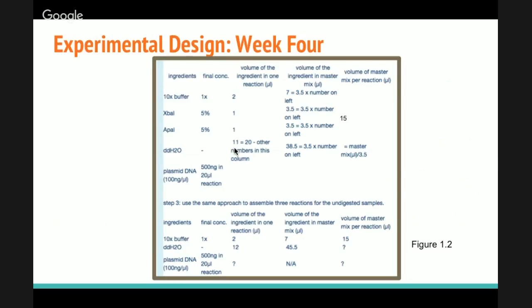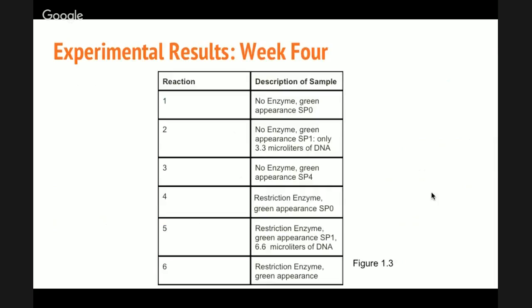This is our experimental design for week 4, which started our process of PCR and gel electrophoresis. These are the dilution numbers that we need to dilute to a 20 microliter reaction, based off the chart that we just saw with the plasmid DNA concentrations. This would be for the samples with enzyme, and this would be for samples without enzyme, so undigested samples.